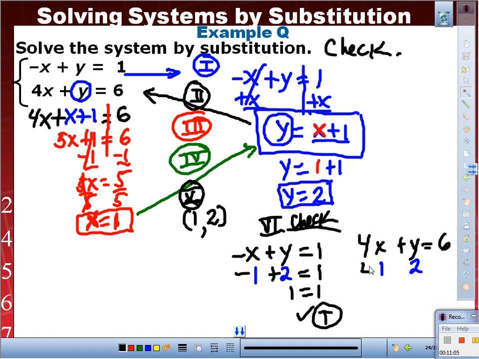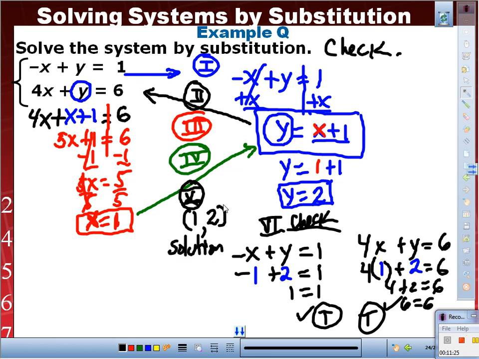Bring down the 4, but it's multiplication here, plus 2 equals 6. 4 times 1 is 4 plus 2. What is 4 plus 2? Is 6 equal to 6? Yes, that's true. Now that I know that is true for both, what do I write underneath the coordinates? Solution.